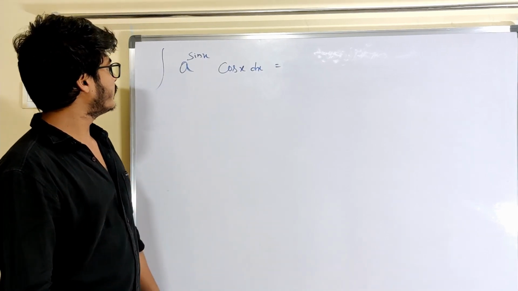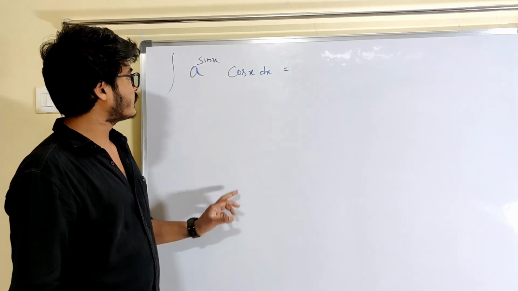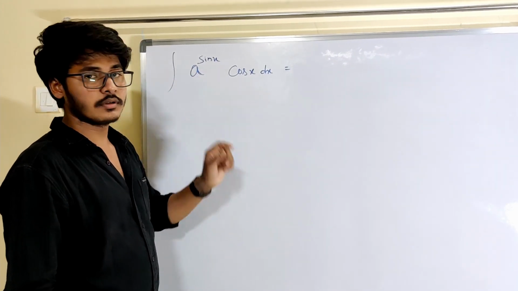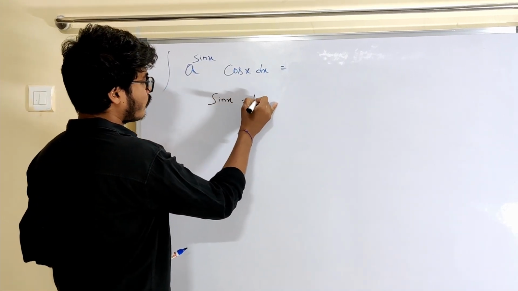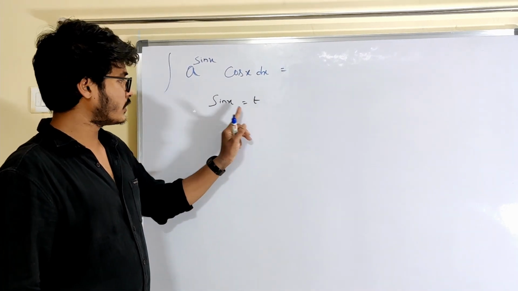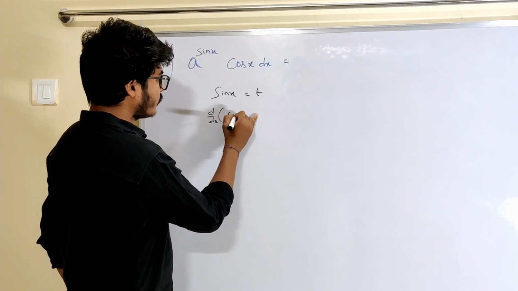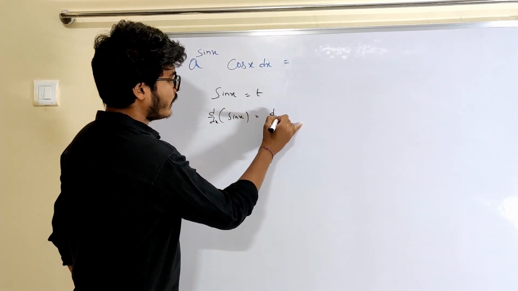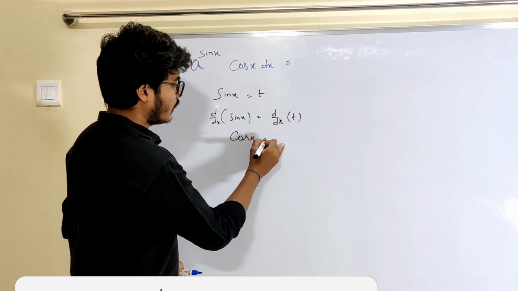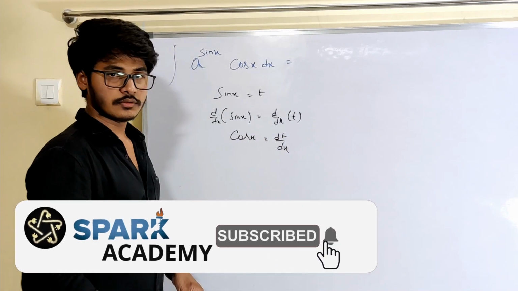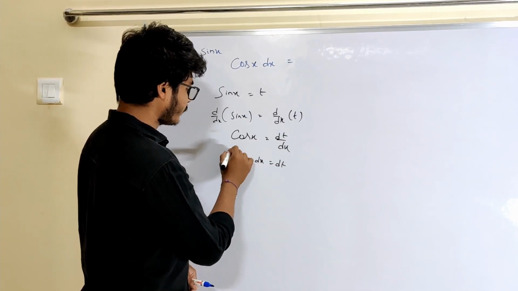Here the question given is integral a power sin x into cos x dx. Here you can see that cos x is differentiation of sin x. So we take sin x is equal to t. Now we differentiate on both sides. So d by dx of sin x is equal to d by dx of t. d by dx of sin x is cos x and here dt by dx. So cos x dx is equal to dt.